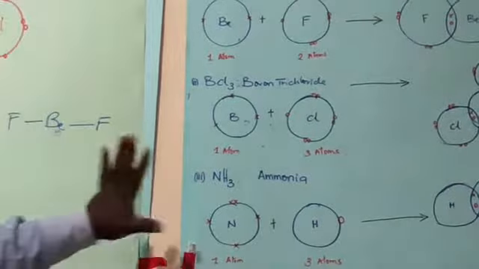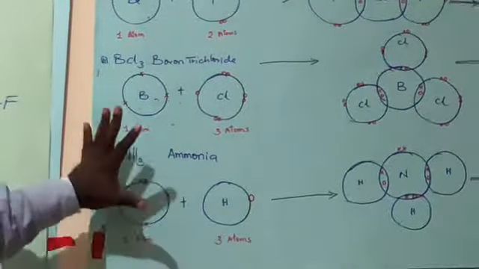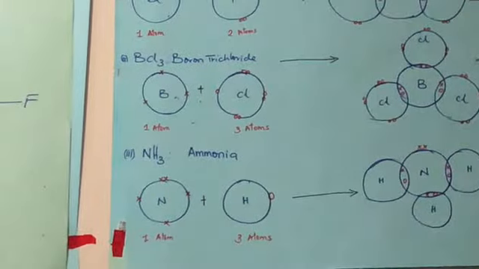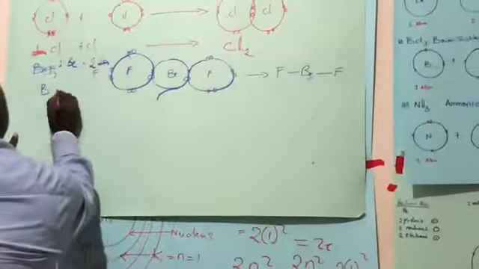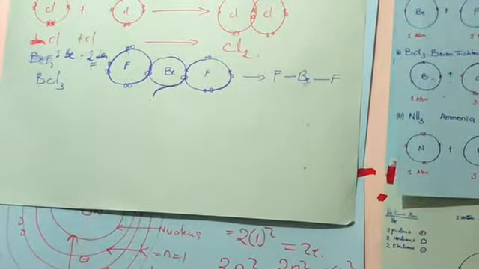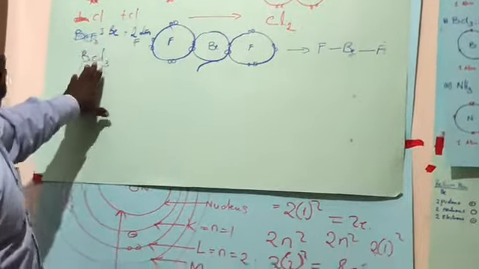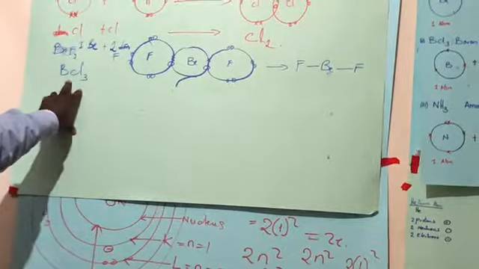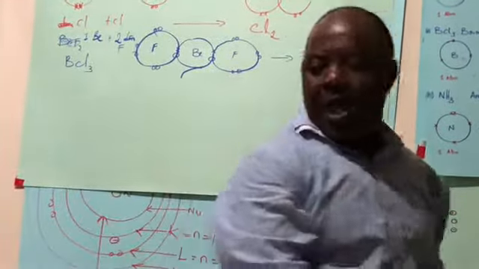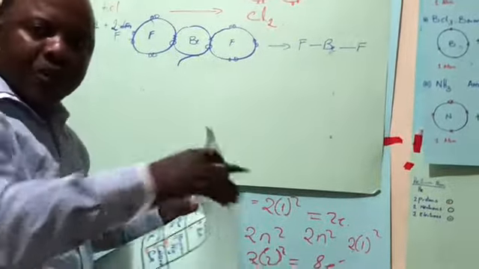Now, if you want to go into another molecule, the formation of boron trichloride, BCl3. It's the same thing. There are 4 atoms involved here. Initially, the other one was 3, but now we have 4 atoms: 1 atom of boron and 3 atoms of chlorine. And as I told you, always refer to your periodic table.